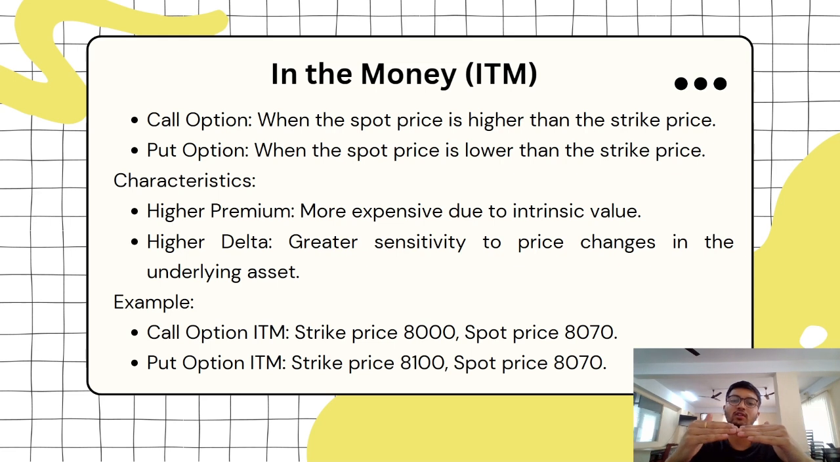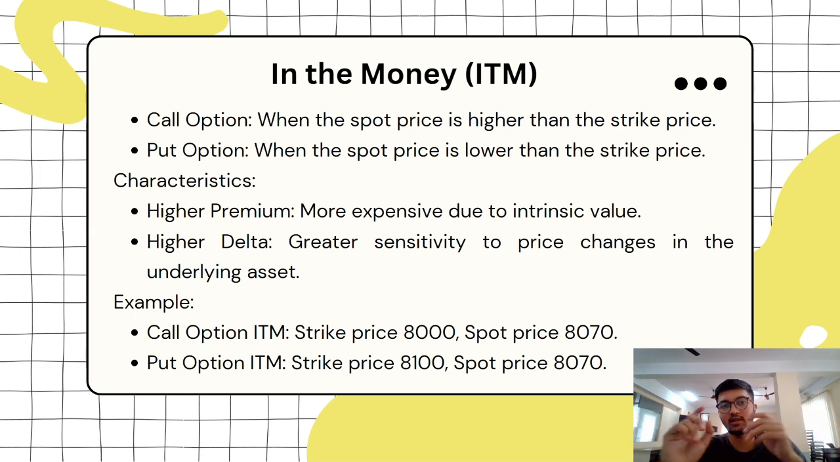In case of put, when the strike price is greater than the spot price, whatever is the current market price is called spot price. From now, I'll be mentioning this term spot price, not current price. So when the strike price is greater than the spot price, that is a put option in the money. When the strike price is less than the spot price, then it is a call option in the money.